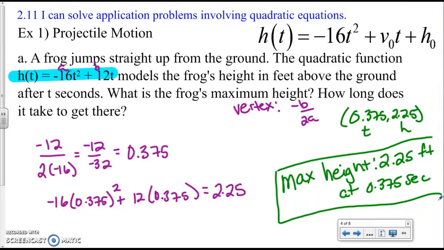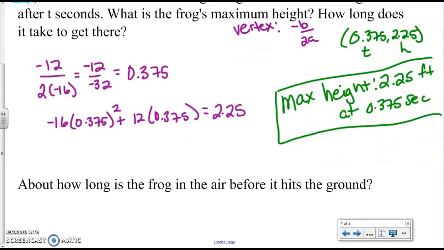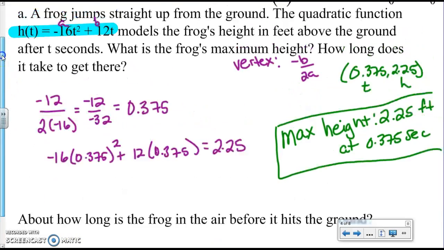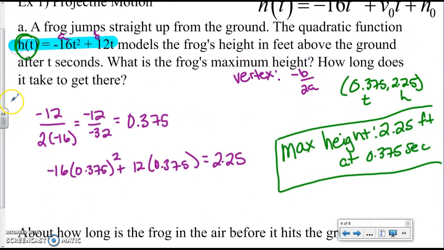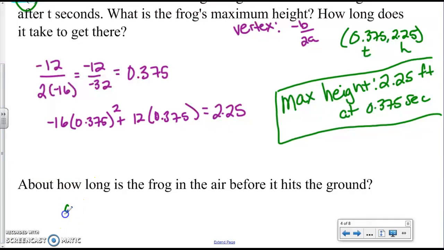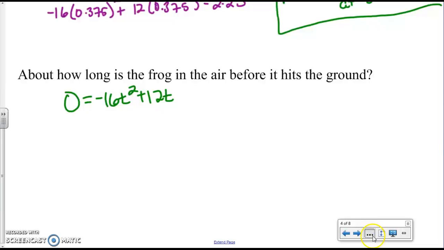The second part asks how long the frog is in the air, or how long it takes before it hits the ground again. To do that, think about this: this here is my height. If I'm on the ground, my height is 0. So all I'm going to do is set that equation equal to 0 and solve it. The first step is always to check for a GCF, which makes it easier. I can divide both terms by a negative 4, and they both have a t, so I'm going to divide that out.